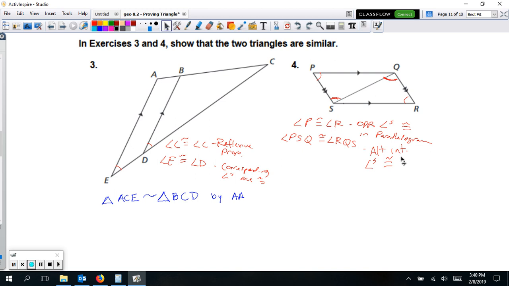And so now that we have two angles from one triangle congruent to two angles of another triangle, we can say they're similar by the AA similarity theorem again. So triangle PQS is similar to triangle RSQ.